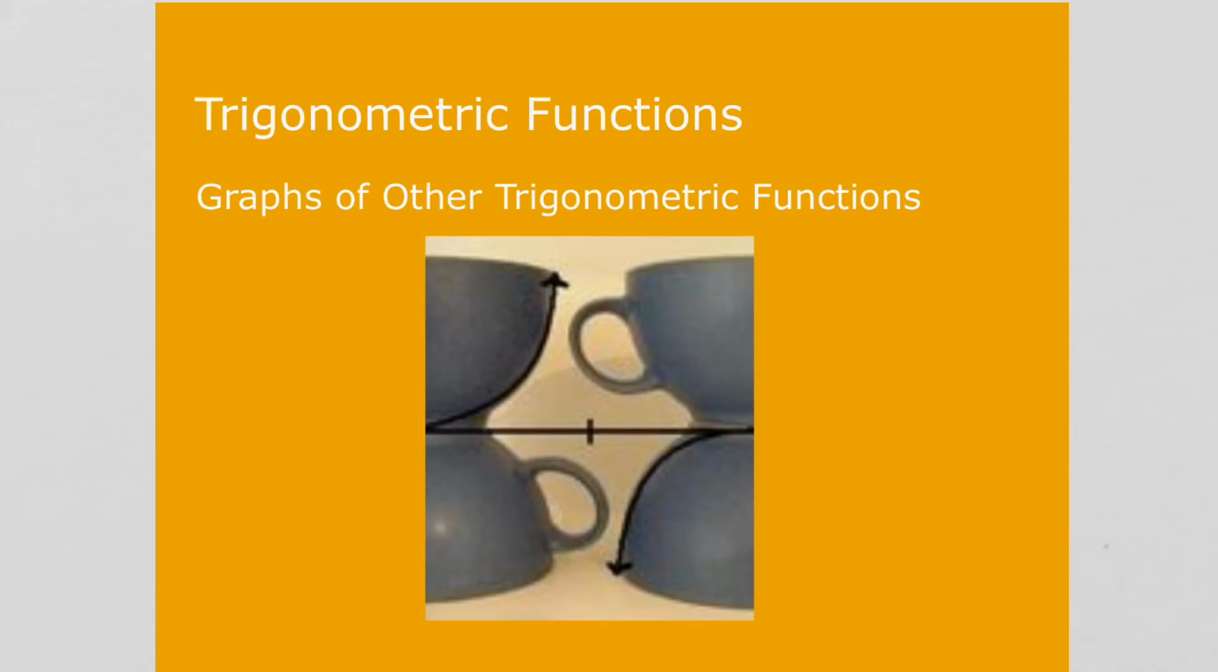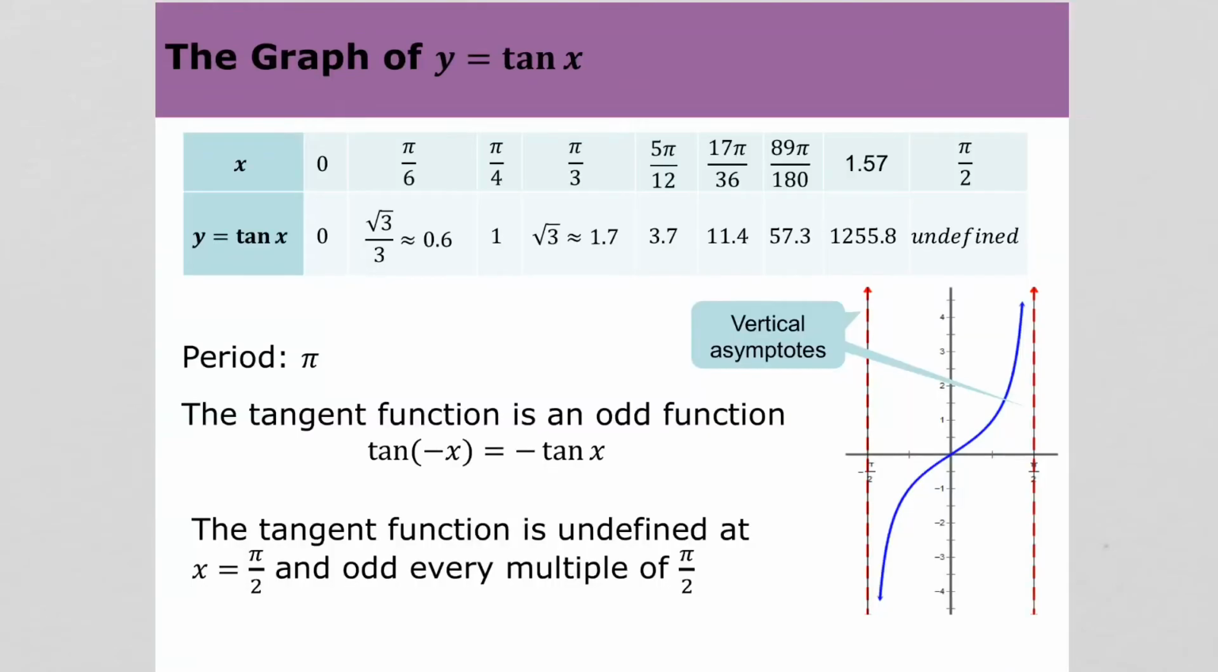In today's lesson, we're going to look at the graphs of other trigonometric functions. So we've looked at sine and cosine. Today we're going to look at tangent and cotangent and cosecant and secant. Tangent looks like this picture down here, the blue.